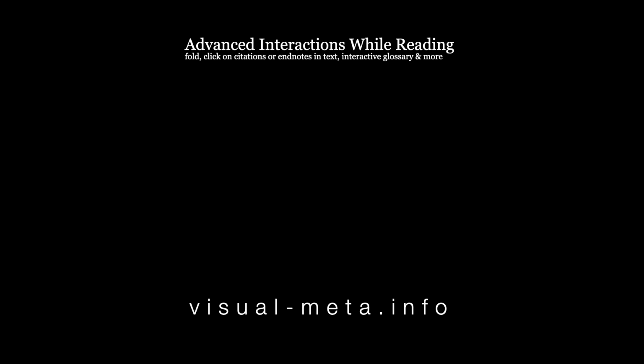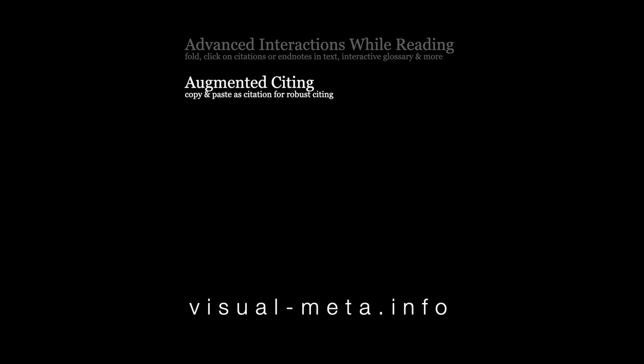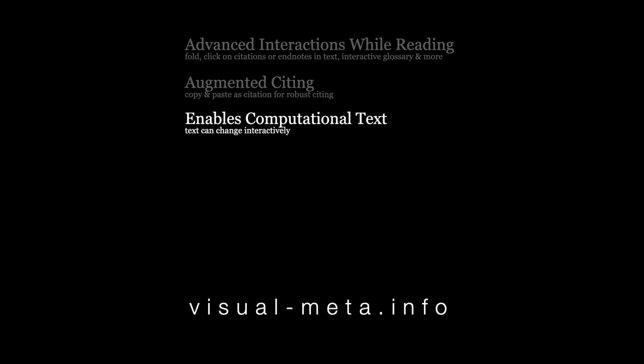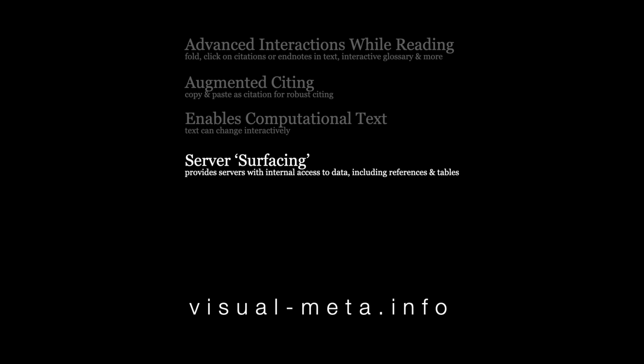Benefits. Advanced interactions while reading, as you saw, the folding, clicking on citations to get full reference information, and much more. Augmented citing. Copy and paste for robust citing. It enables computational text. You can have maths and equations in there, anything you like, and you can specify that this is interactive. Server surfacing. What a reader software on a desktop can see, a server can also see, so they can take advantage of having access to the structured knowledge in the PDF.